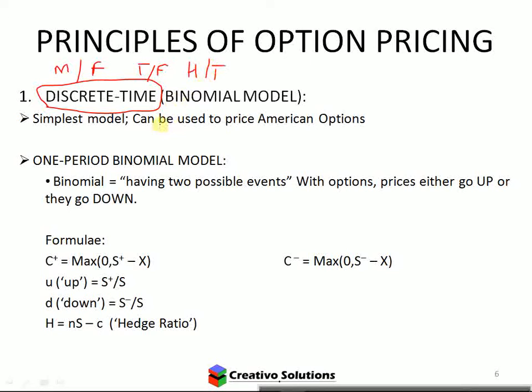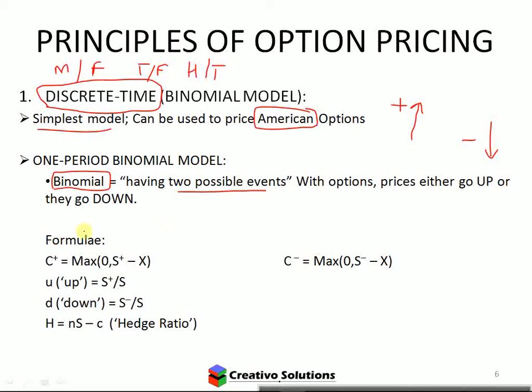Alright, so a binomial model, we're looking at the simplest model that can be used to price American options. American options can expire anytime. You can exercise that option at any time. So when looking at a one-period binomial model, a binomial model has two possible events. So they always talk about a C plus and a C minus. The plus is for an increase in the underlying. The minus is for a decrease in the underlying.